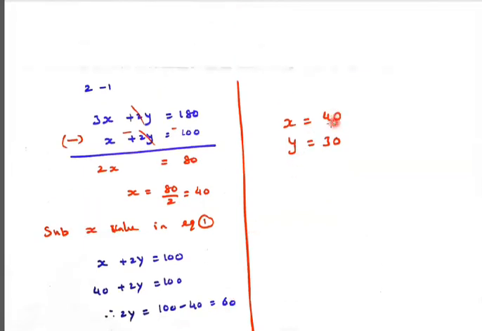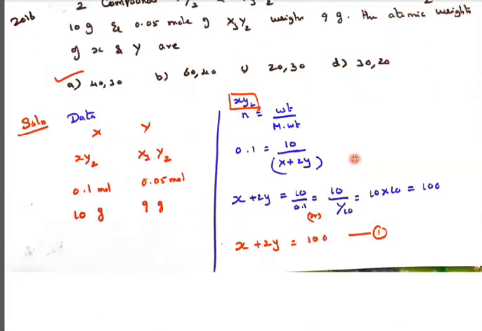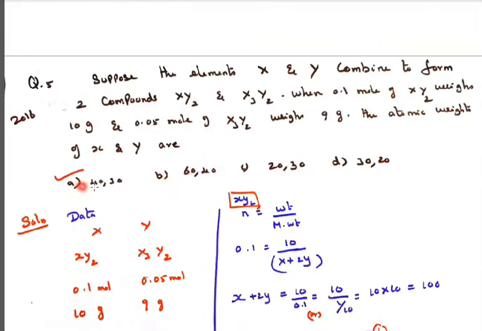So finally we got the answer: the atomic weight of X is 40 and that of Y is 30. So our answer is the first option. 40 is the atomic weight of X, and 30 is that of Y.